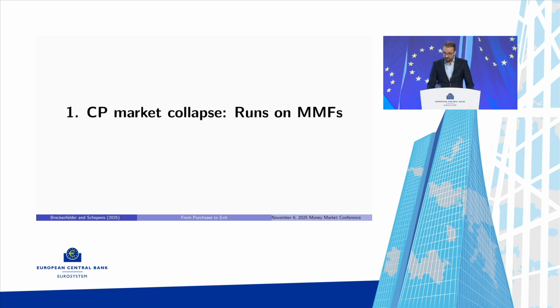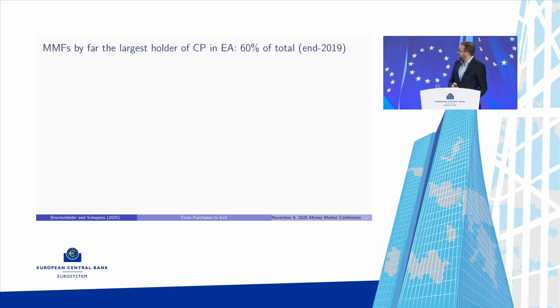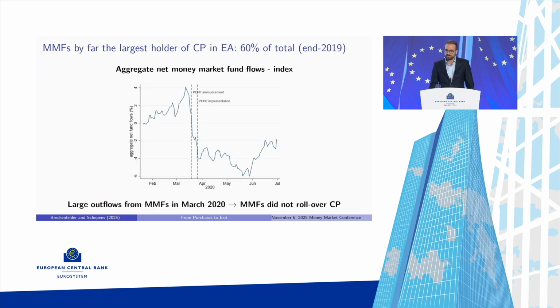So to understand the collapse, we look at who is the main investor in this market. It turns out that money market funds played a dominant role, and their behavior, in fact, explains much of the collapse that happened in March 2020. In fact, 60% of all commercial paper was held by money market funds as of the end of 2019.